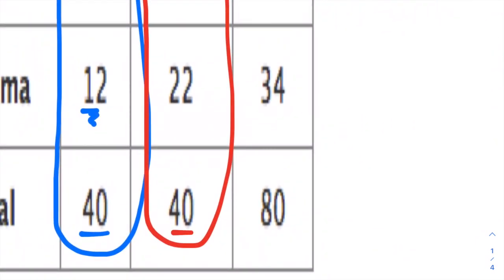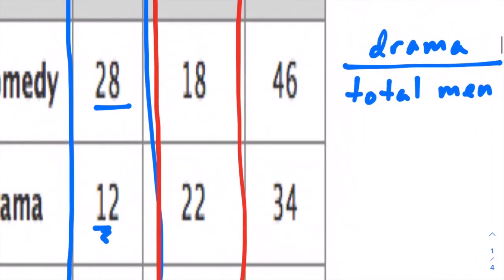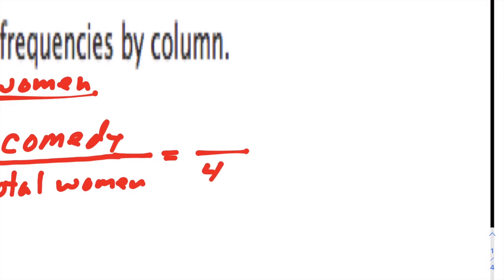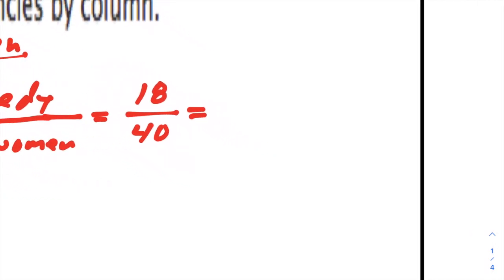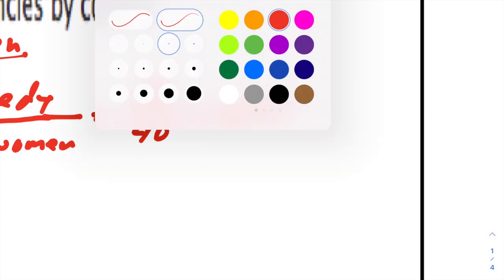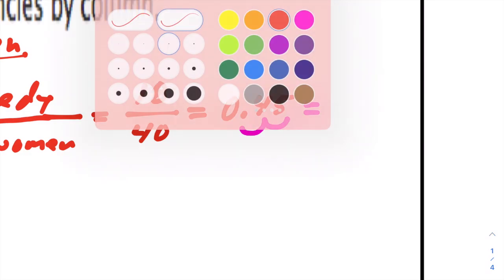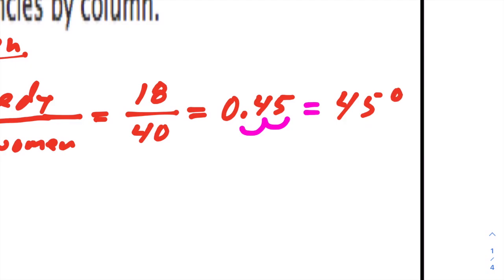So let's take a look at the raw numbers, the actual numbers first. So we know again that they asked 40 women total. Out of those 40 women, 18 like comedies. So out of the 40 women total, 18 of them like comedies. On your calculator, 18 divided by 40, and you end up with 0.45. Again, turning it into a percent, move the decimal twice, and so we get 45%.